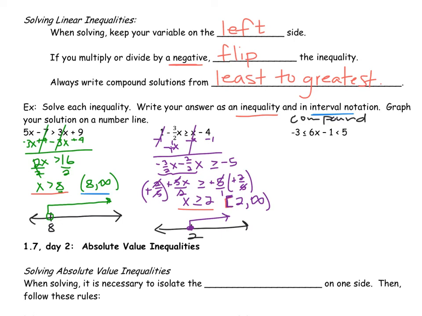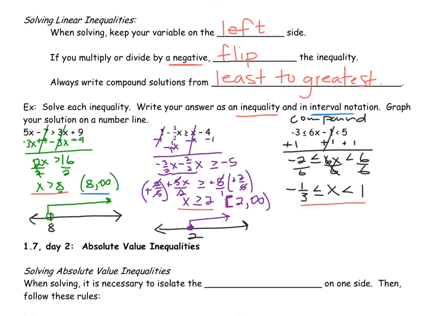To get x by itself, we're going to need to get rid of everything on the inside that's happening to x. First, I'll add 1 to the left, the middle, and the right. Negative 3 plus 1 is negative 2. In the middle, the 1's cancel, and we're left with 6x. And on the right, we have 6. Finally, to get x by itself, divide the left side, middle, and right by 6. Negative 2 over 6 simplifies to negative 1/3. The 6's cancel in the middle. On the right, 6 divided by 6 is 1. And that is your inequality answer.